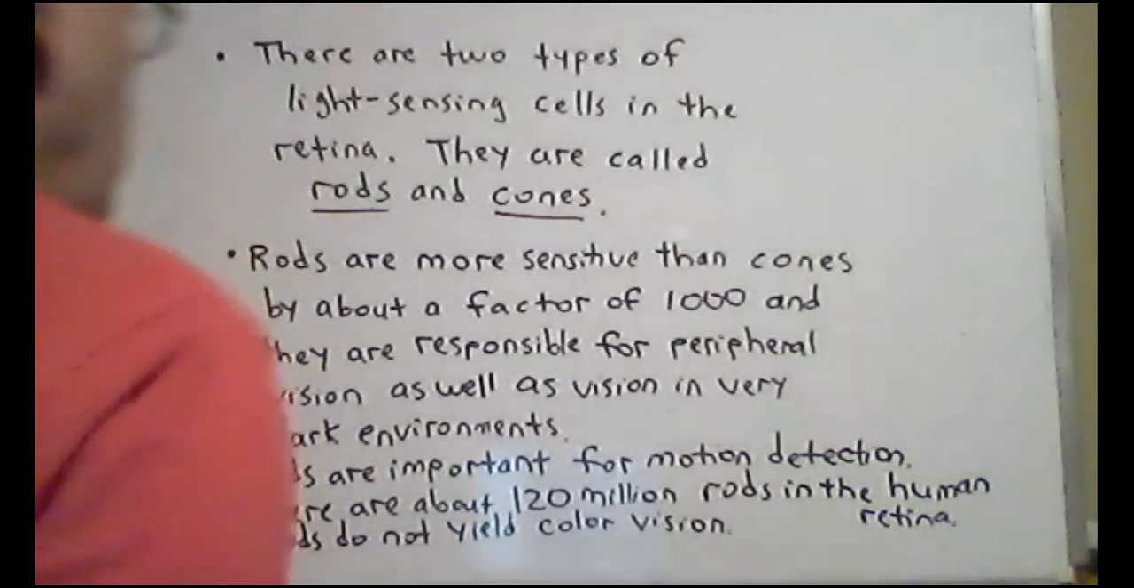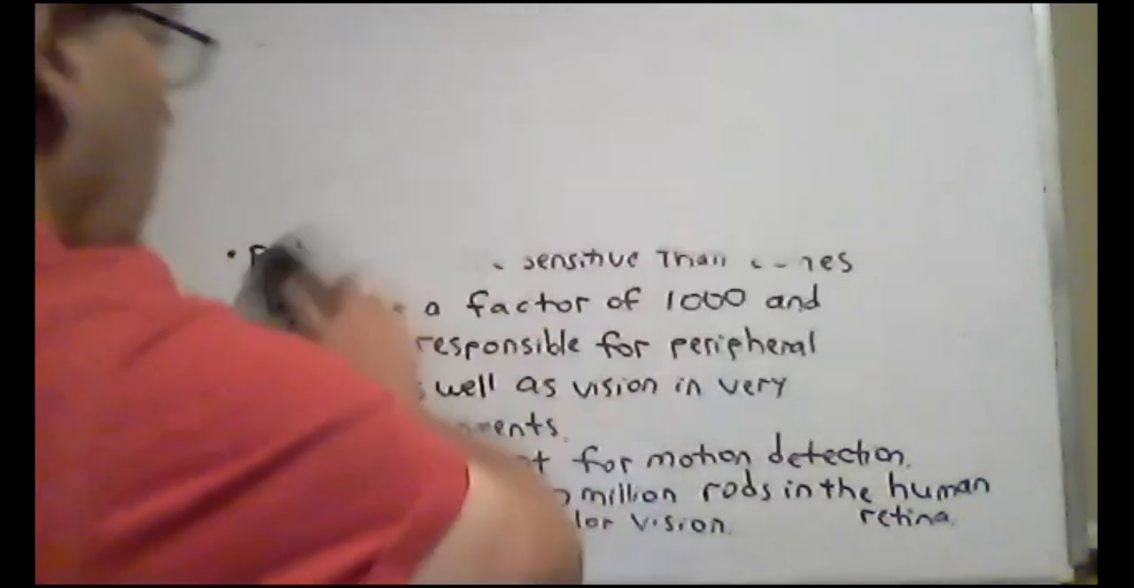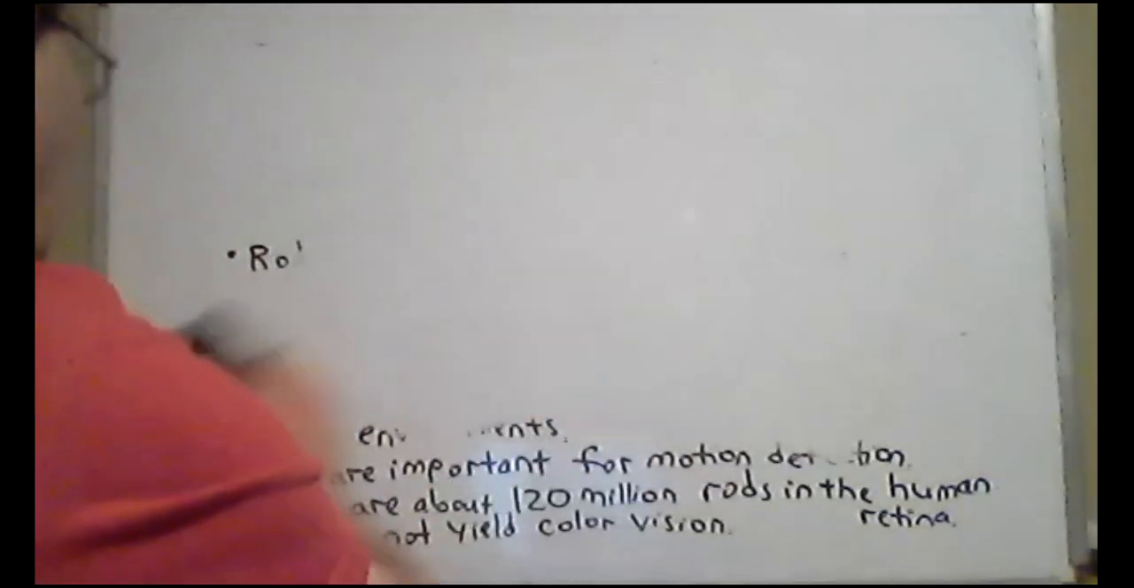Now let's talk about cones. There are many more rods in the retina. They're 1,000 times more sensitive than cones. They're important for peripheral vision, for vision in dark environments, and for motion detection. Cones are more concentrated in the fovea, that central region of the retina. And I showed you in that original picture.